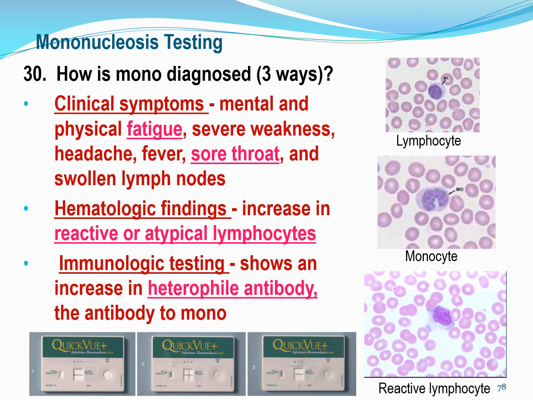So how do we diagnose mono? We have three different ways, okay? First, your clinical symptoms: mental and physical fatigue, severe weakness, headache, fever, sore throat, and swollen lymph nodes. Then you have your hematological findings: increased reactive or atypical lymphs show up on your differential. And then you have immunologic testing, shows an increase in heterophile antibodies, the antibody to mono. And so you see, we're going to take those clinical symptoms that they're telling us, then we're going to do a CBC, and we're going to look at this diff, and we're going to probably see an increase in reactive or atypical lymphs. And then down here at the bottom, you see we're going to run a mono test.